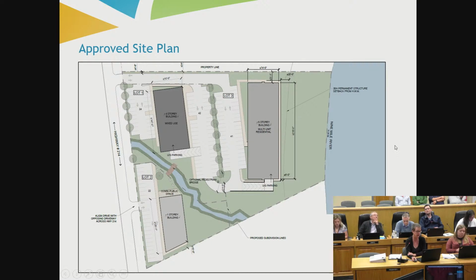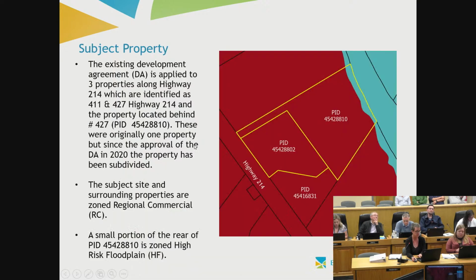This is the approved site plan, and it shows the single-story building. There's a driveway for that part of the property, and then a driveway shared by the six-story building to the rear and the four-story building up front. The subject property is outlined in yellow. Actually, the development agreement also includes this single-story building here, but the discussion really relates to the four-story building and the six-story building. The addresses are 411 and 427 Highway 214, and then the one behind that has not been given a civic number yet.